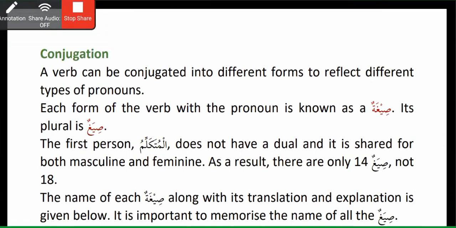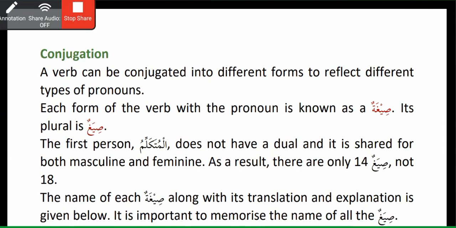Okay, so what is a conjugation? A verb can be conjugated into different forms to reflect different types of pronouns. Each form of the verb with the pronoun is known as a sigha. Its plural is siyagh, right?